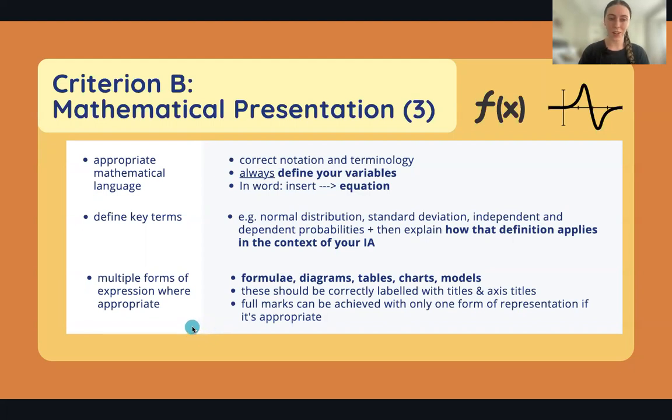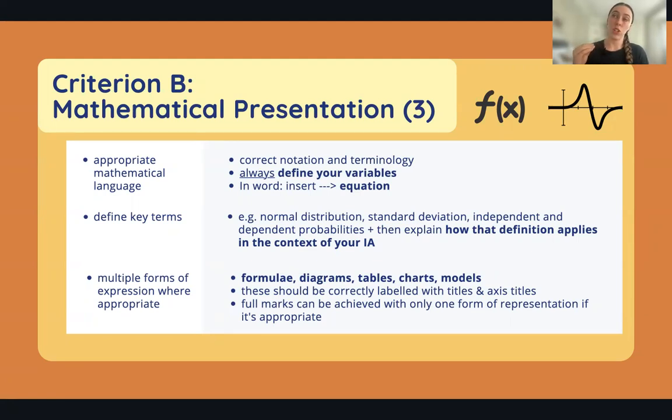And then the final point for this marking criteria is multiple forms of expression, that's mathematical expression, where appropriate. So this includes things like using different formulas, diagrams, tables, charts, models, all of these different ways to communicate your mathematical exploration. If you're using tables or charts or diagrams, then you have to correctly label them with titles up the top, so figure 1, and then a descriptive title, and also with axis titles if you have a graph. But it should be noted here that full marks can be achieved with only one form of representation if it's appropriate.